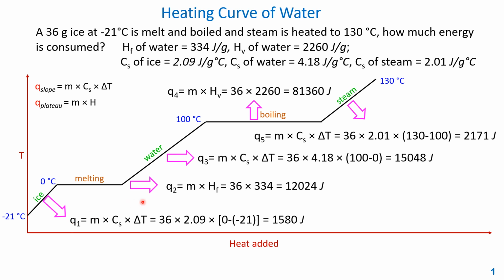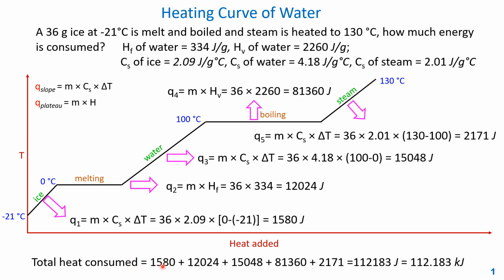Just the addition of Q1, Q2, Q3, Q4, Q5. Add them together, and the five heats consumed together is 112,183 joules. Usually people use kilojoules because it gives a more reasonable number. So divide by 1,000, and you get 112.183 kilojoules. That's a more common unit for this heat. This is a very common question in this topic, and I will give you some more calculation examples.